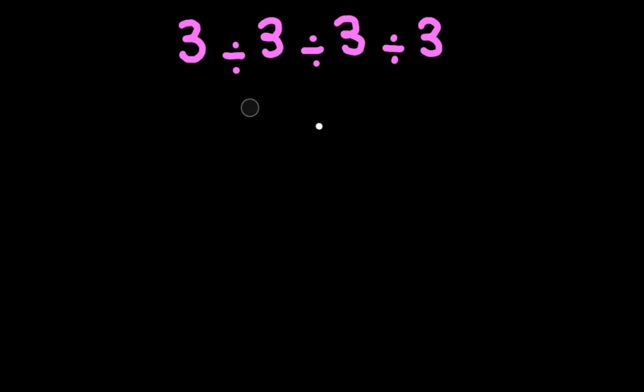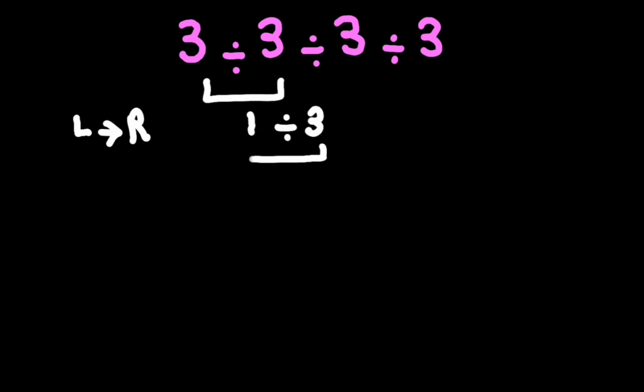As we know, when we have more than one division in one expression, we have to solve from left to right. So 3 divided by 3 gives us 1. 1 divided by 3 gives us 1 over 3. And now divided by 3.